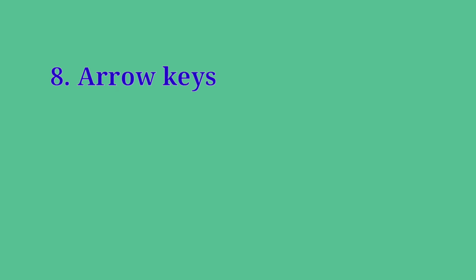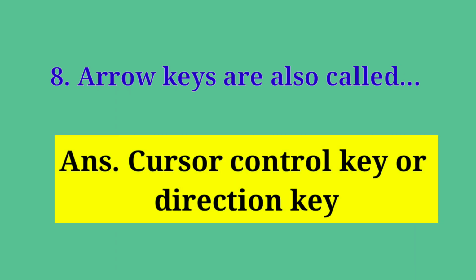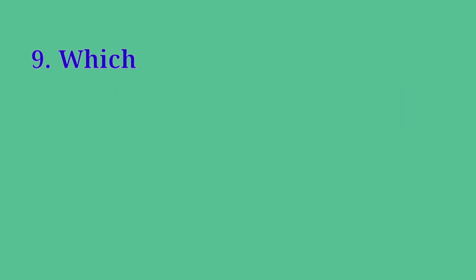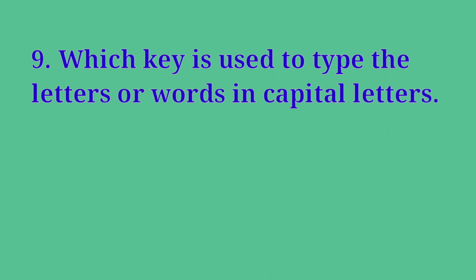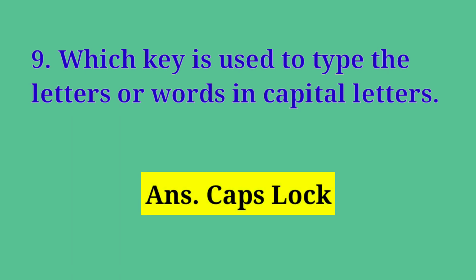Question number 8. Arrow keys are also called dash. Arrow keys are also called cursor control key or direction keys. Question number 9. Which key is used to type the letters or words in capital letters? Caps lock key is used to type the letters or words in capital letters.